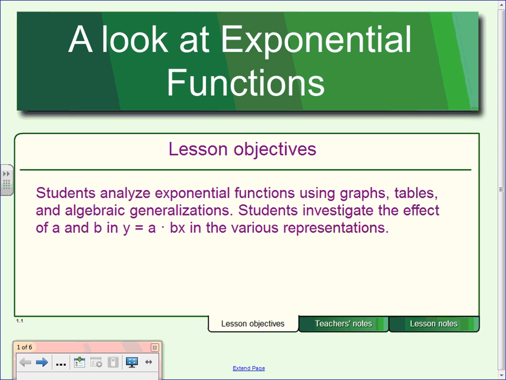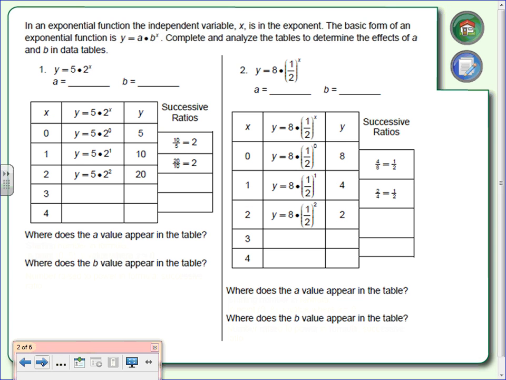Okay, a look at exponential functions. Today, students will be analyzing exponential functions using graphs, tables, and algebraic generalizations. Students investigate the effects of the a and the b in y equals a times b to the x power, in the various representations. So we're going to be looking specifically today at exponential functions, and we'll talk about what an exponential function is in a second. All right, so let's get started.